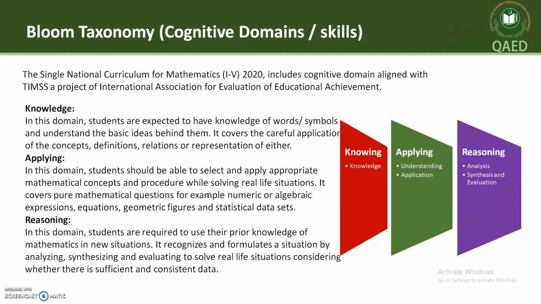Benjamin Bloom, an educational psychologist, derived this taxonomy, or classification. Taxonomy means classification. In 1956, he derived the three main learning domains, which are cognitive, affective, and the third one is the psychomotor domain.